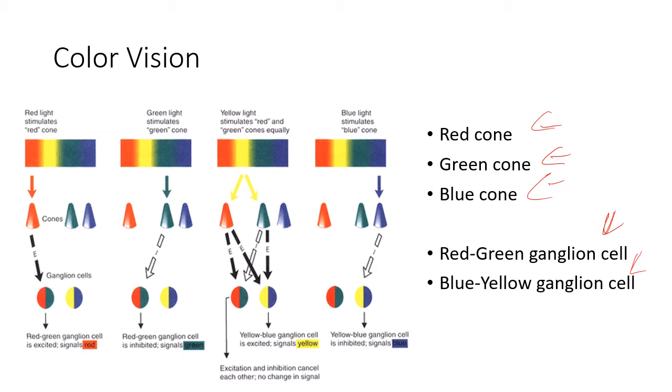So when we're looking at what's going on with color vision, it's not just one thing that's responsible for color vision. It's not just the cones, it's also the ganglion cells and the cones. So let's look at how these work. Let's say red light is coming in. Red light stimulates the red cones.